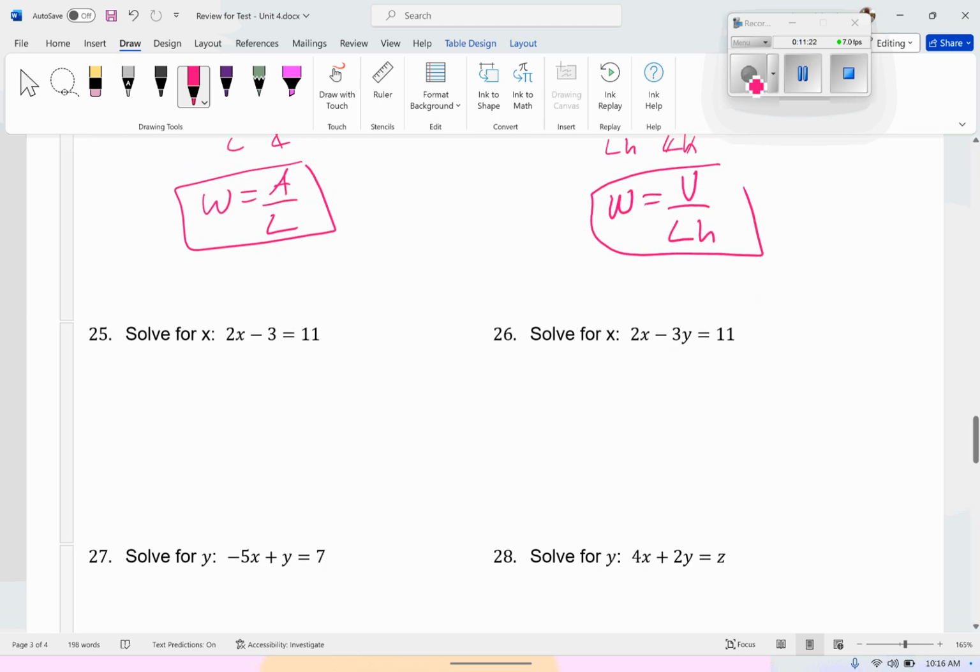Problem number 25. I want to solve for x. So we're going to add 3 to both sides. Those cancel, so 2x equals 14. Divide each side by 2. 14 divided by 2 on a calculator is 7.